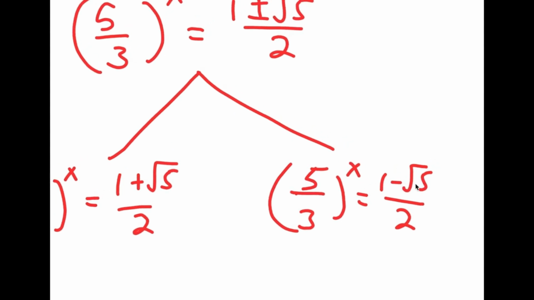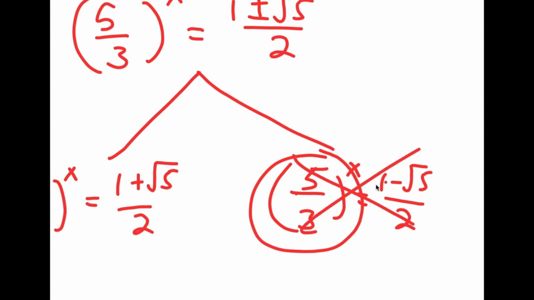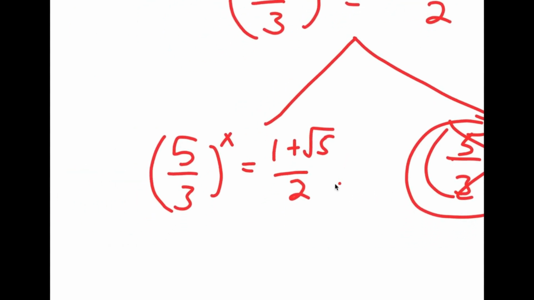So 5 over 3 to the power of x equals 1 minus the square root of 5 over 2. Well, 1 minus the square root of 5, that's going to be a negative number. And a negative number divided by 2 is still a negative number. And notice how we have a positive number to the power of another number here. And you can't take the power of a positive number and make it equal to negative, so there's no solution for this.